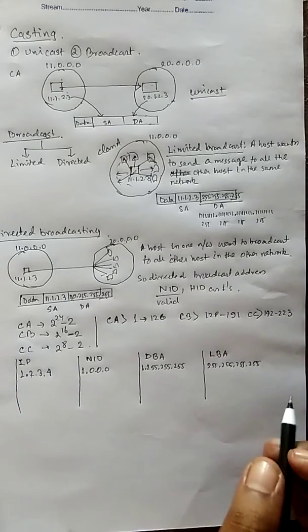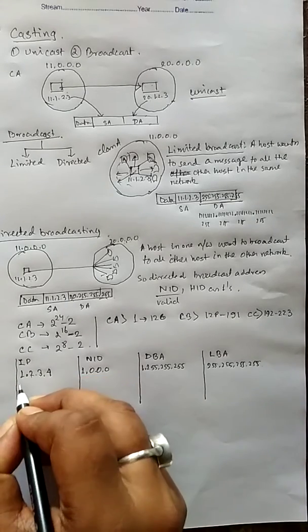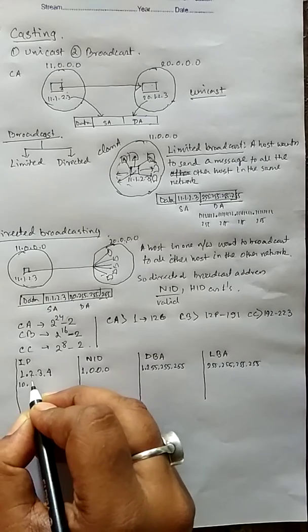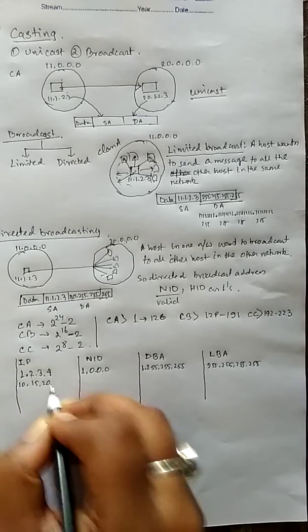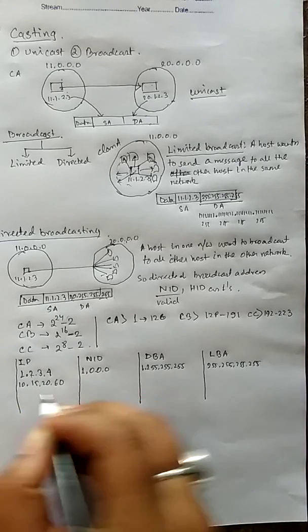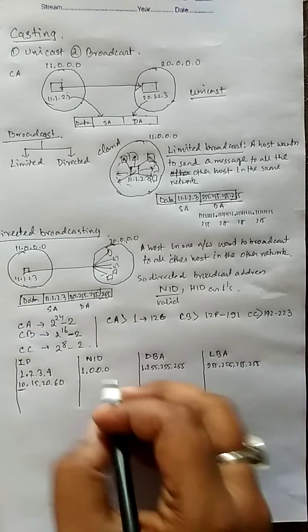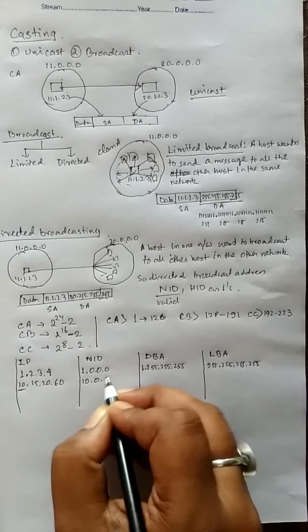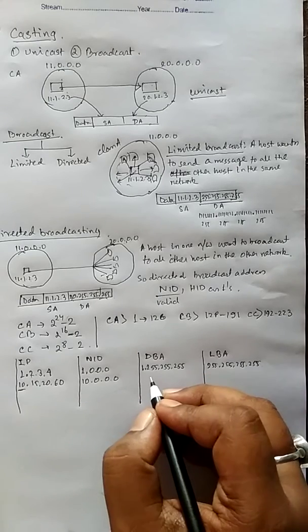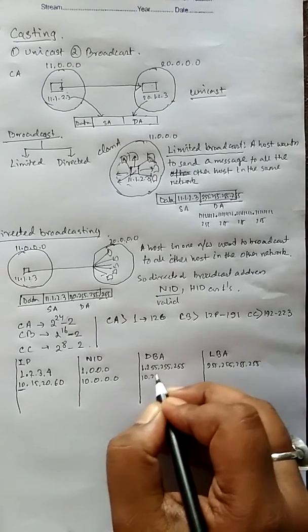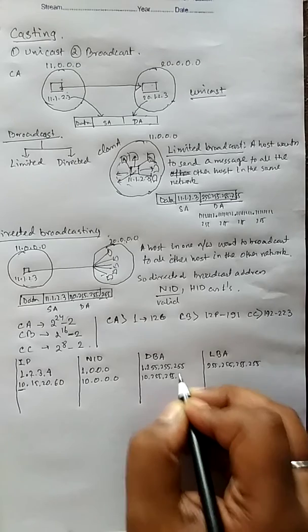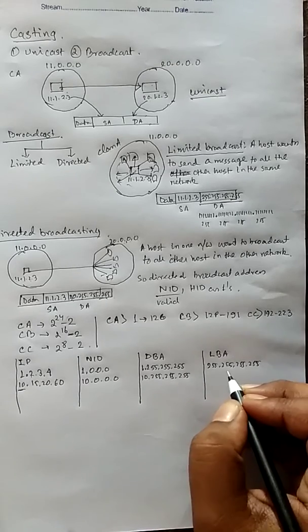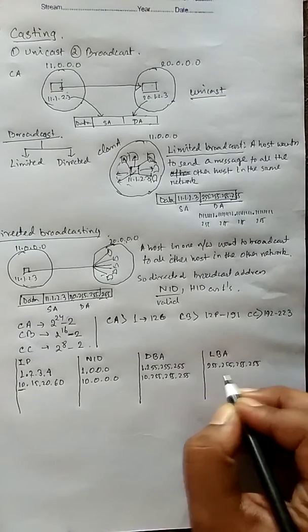Now let us take another example, say 10.15.20.60. This is also a class A address. What will be the network ID? The network ID will be 10.0.0.0. The directed broadcast address will be 10.255.255.255. The limited broadcast address will be the same.